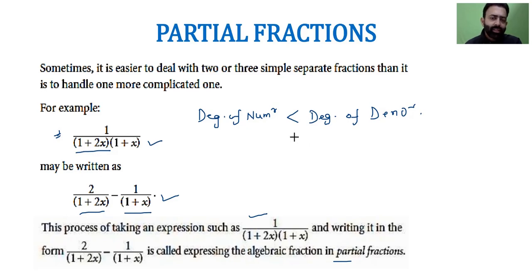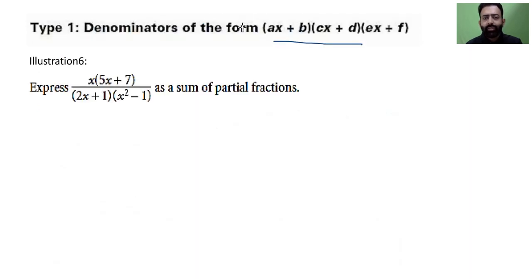If the degree of the numerator is not less than the degree of the denominator, then you first divide the numerator by the denominator and then write the remainder. We will take some examples of how to deal with this situation. Firstly, we will deal with the simple expression where the degree of the numerator is already less than the degree of the denominator.